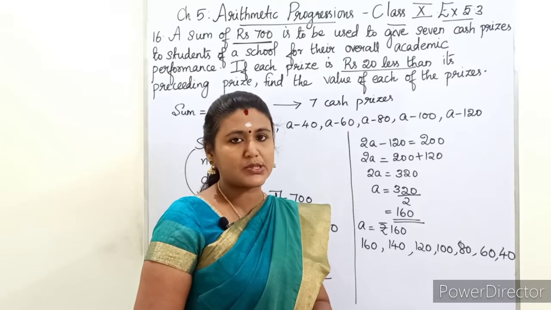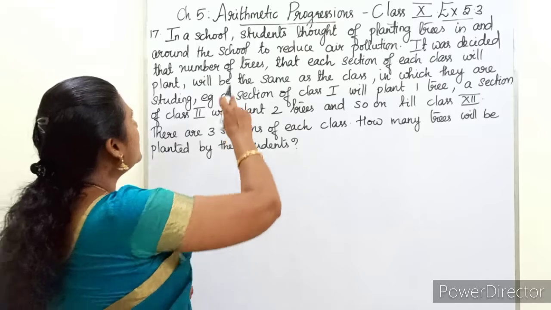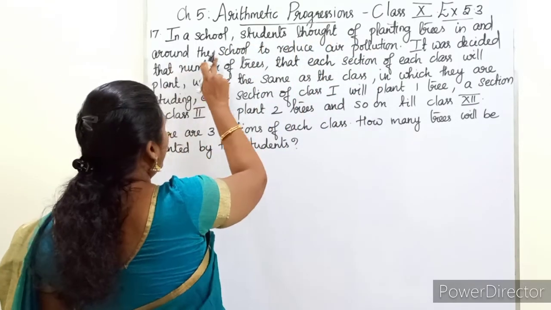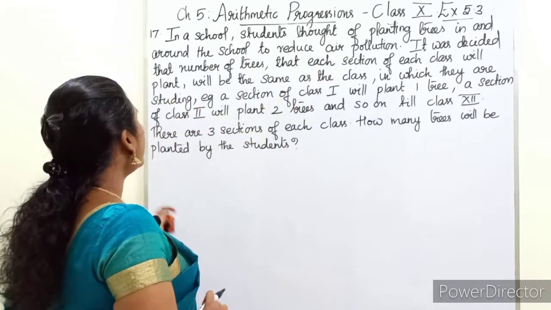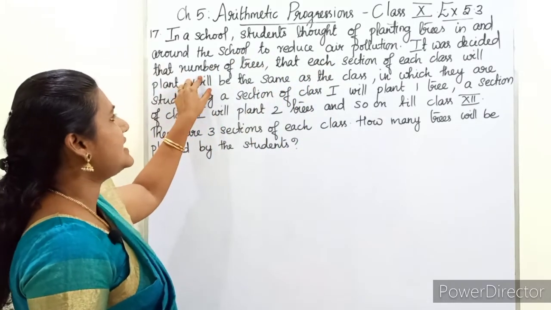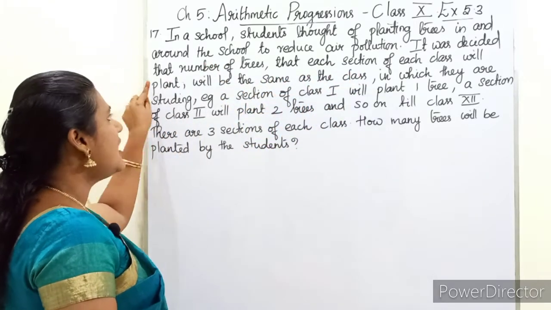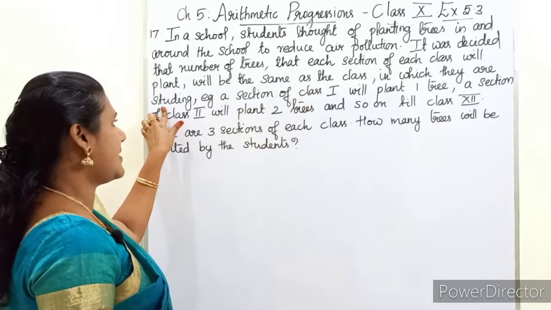Now we will see the next question. Question number 17. In a school, students thought of planting trees in and around the school to reduce air pollution. It was decided that the number of trees that each section of each class will plant will be the same as the class in which they are studying.